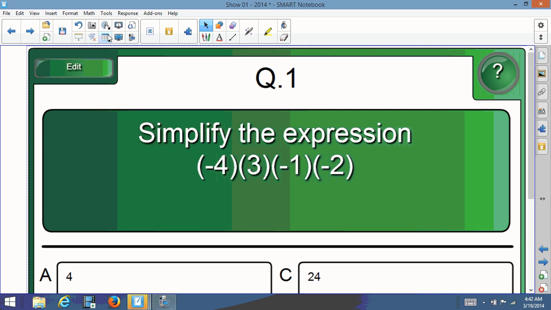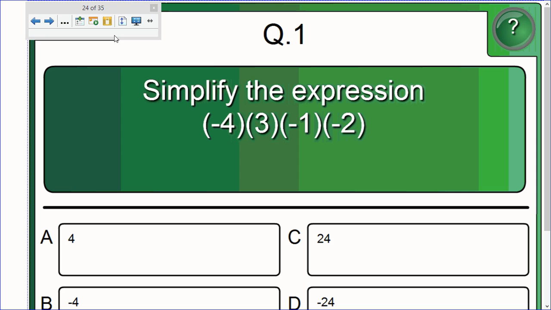Here's a little game we can play to review some different questions. So simplify the expression negative 4 times 3 times negative 1 times negative 2. Well, you got negative times a positive. Different signs are going to be negative. So that will give me 12, which is negative. And then I'm going to multiply that by a negative 1. So let's write that down there somewhere. So this gives me negative 12.